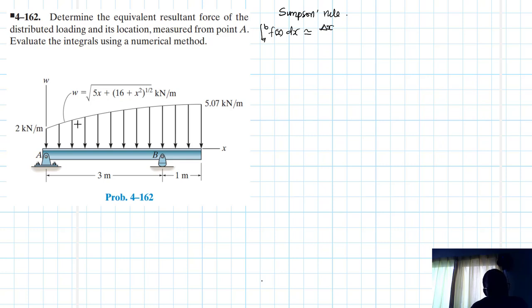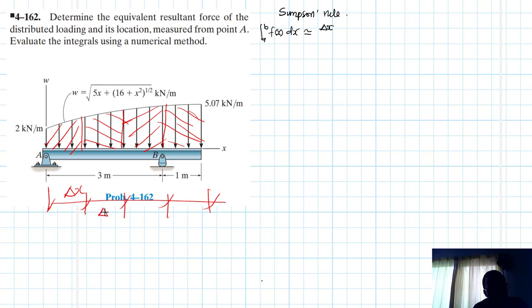Imagine we divide this particular area into a certain number of subdivisions. Let's say we divide it into 4. So we have this subdivision, this subdivision, this subdivision, and this subdivision. Each one of these subdivisions has a width of delta x. This is what it means. So the more the subdivisions, the better the solution. It means the solution is slowly converging to the true solution.